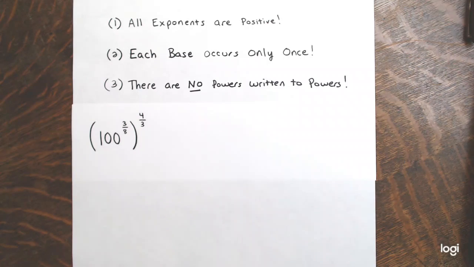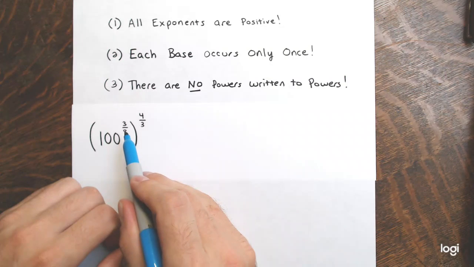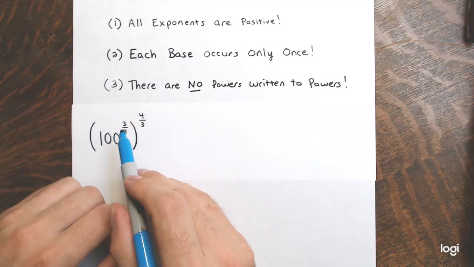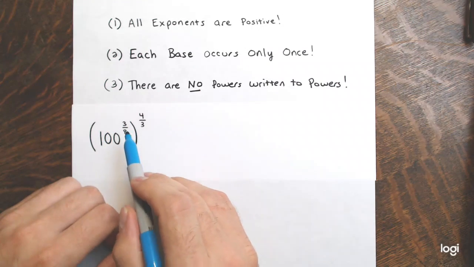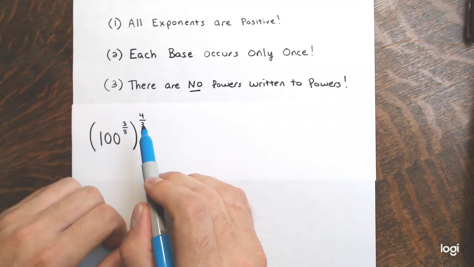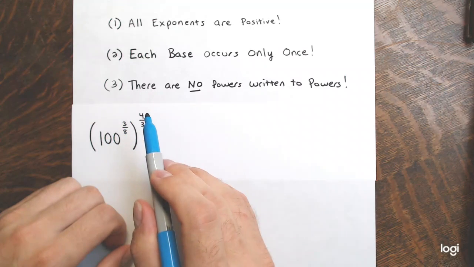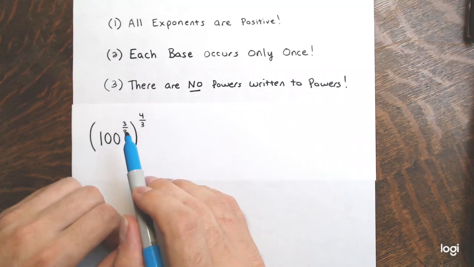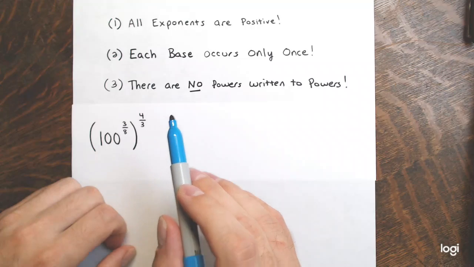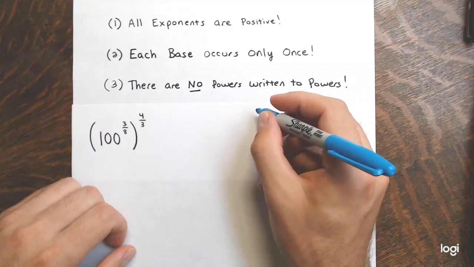So here I have, in parentheses, 100 to the 3/8 power. Right? So base 100, exponent 3/8, but then that's in parentheses. So that becomes the base. This whole thing is the base on the exponent of 4/3. So I have 100 raised to the 3/8 power, and then that is also raised afterwards to the 4/3 power. So this is that power to a power, powers written to powers that I was talking about. There is a power written to another power. So how are we going to simplify this?